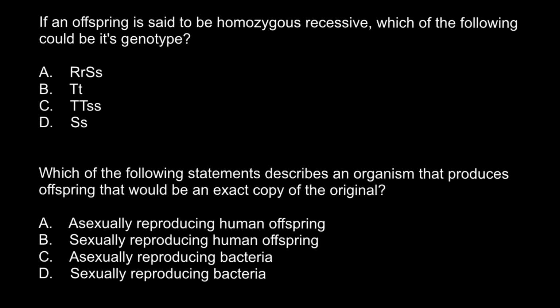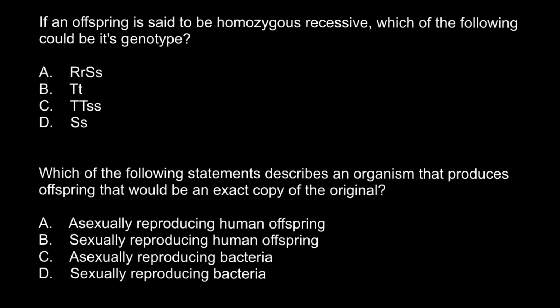If an offspring is said to be homozygous recessive, which of the following could be its genotype? And here are 4 answers to choose from. In the first answer, we see the genotype of an organism. Here we see 2 genes, gene R and gene S, and both of these genes in this diploid organism are in heterozygous state.